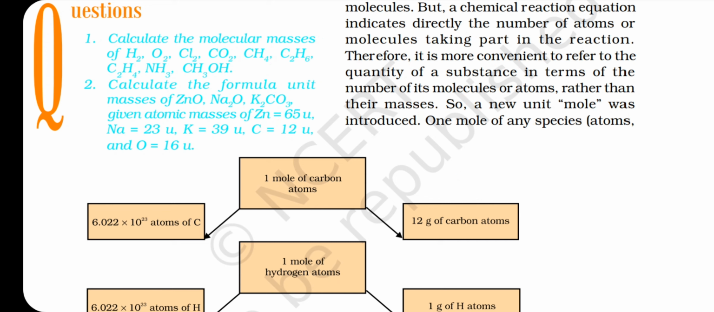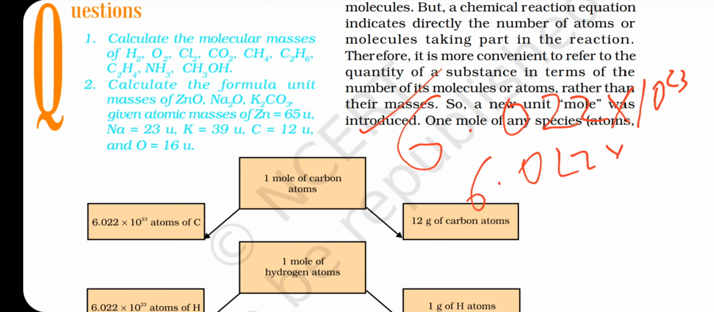So mole is actually a number. It is also known as Avogadro's number, that is 6.022 into 10 to the power 23. Okay, if I ask you to bring 1 mole of egg, you have to take 6.022 into 10 to the power 23 of an egg.